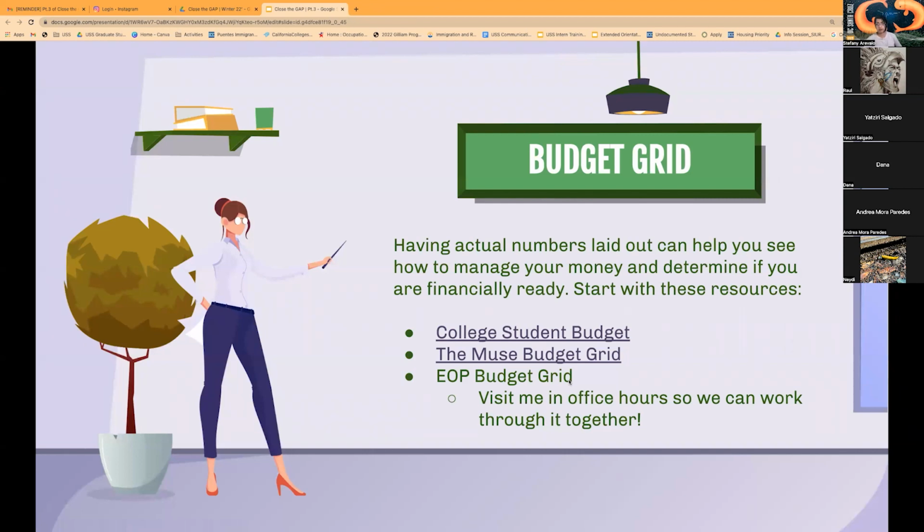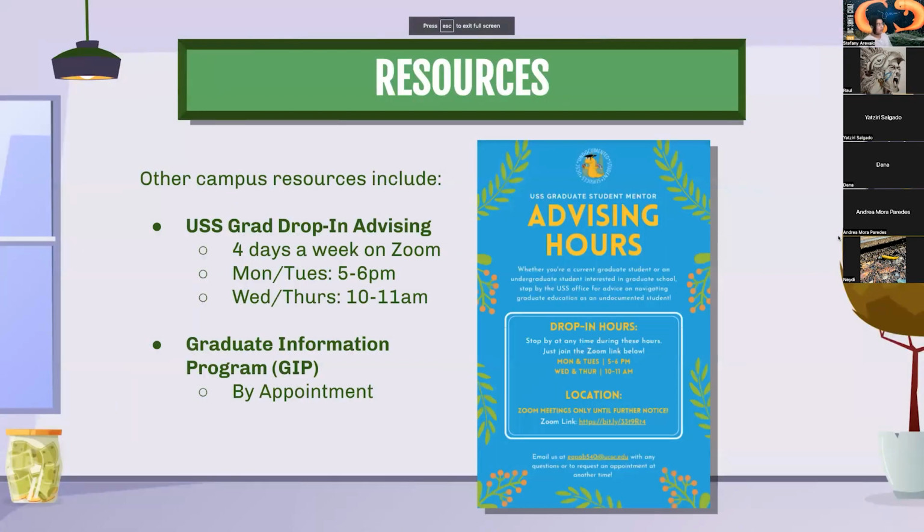I'm not sure if you've done that before with any of our USS mentors. They sometimes do budget grids with students, or maybe one of our EOP counselors does budget grids with students as well. But if you ever want to do a budget grid with my help, you can visit my office hours and I will be more than glad to help you complete that budget grid, just to get that mental picture of how you would finance your grad school. And yeah, that's pretty much all I have for you today.